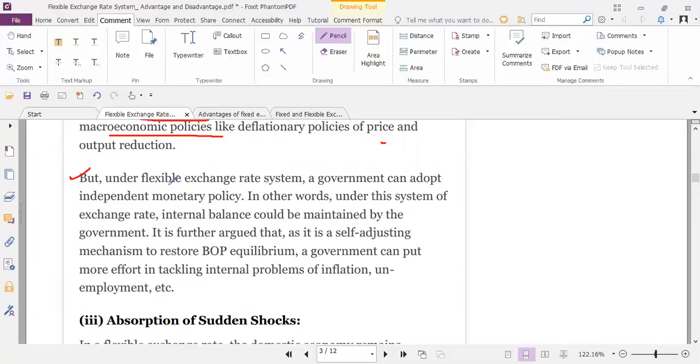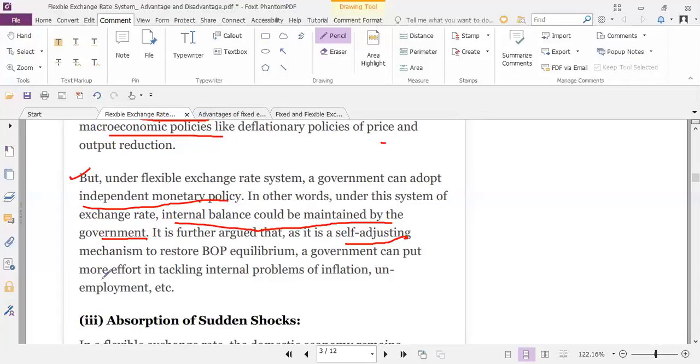So now we are comparing and studying. This will make your study easier, learning easier. Under a flexible exchange rate system, a government can adopt an independent monetary policy. In other words, under this system, internal balance could be maintained by the government. It is further argued that as it is a self-adjusting mechanism to restore balance, flexible means self-adjusting, as we've seen in an earlier point, automatic.